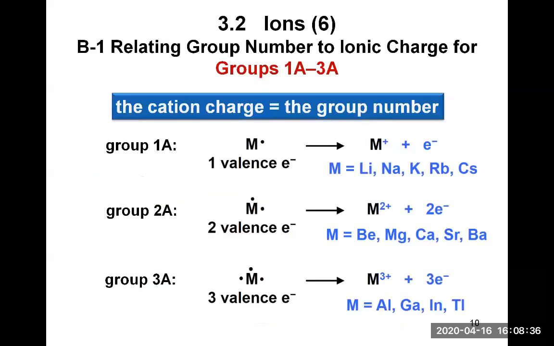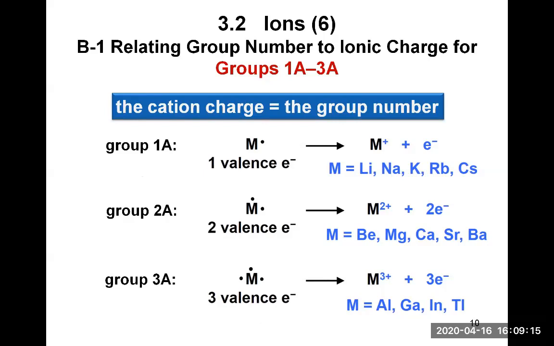Let's look at this in more detail. So let's start with metals from group 1A to 3A. Metals become positive ions and the cation charge is equal to the group number. So let's look at group 1A, which are the alkali metals. We know now from chapter 2 that the number of valence electrons is equal to the group number. So in group 1A, those metals have 1 valence electron.